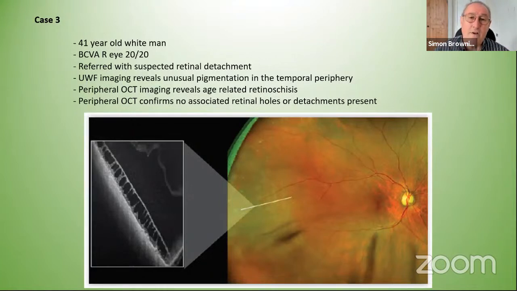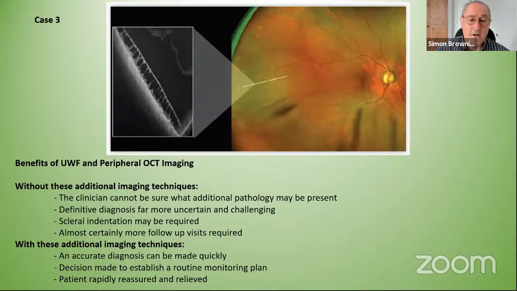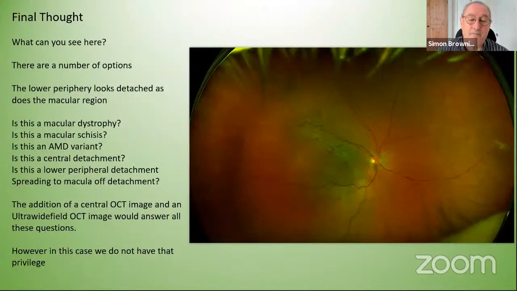So we could have looked at that. We could have said, keep him out of the clinic. We will just monitor him in the practice. So without the imaging, fair enough, many would have referred because you cannot be sure what additional pathology may be present. It gives you the opportunity of definitive diagnosis. Maybe at an eye clinic, they may have even used scleral indentation, this chap was saying. But this allows you to make an accurate diagnosis. Decisions can be made to routinely monitor, and the patient, importantly, is rapidly reassured and relieved.